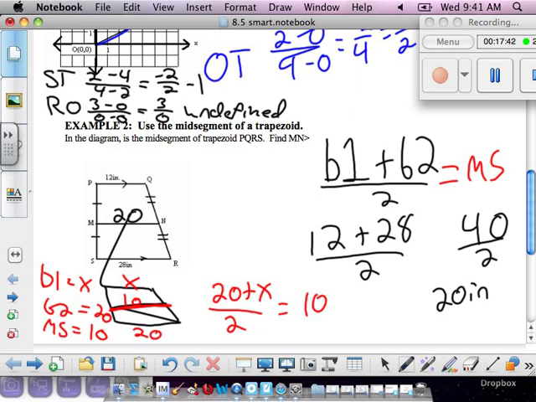If you have 2 out of the 3, if you have one base and a mid-segment, you can find the other base. If you're given 2 bases, you can find a mid-segment. Always. You would multiply both sides by 2. So 20 plus x equals 20. Yes, x would equal 0. That was not a well thought out formula. Okay.